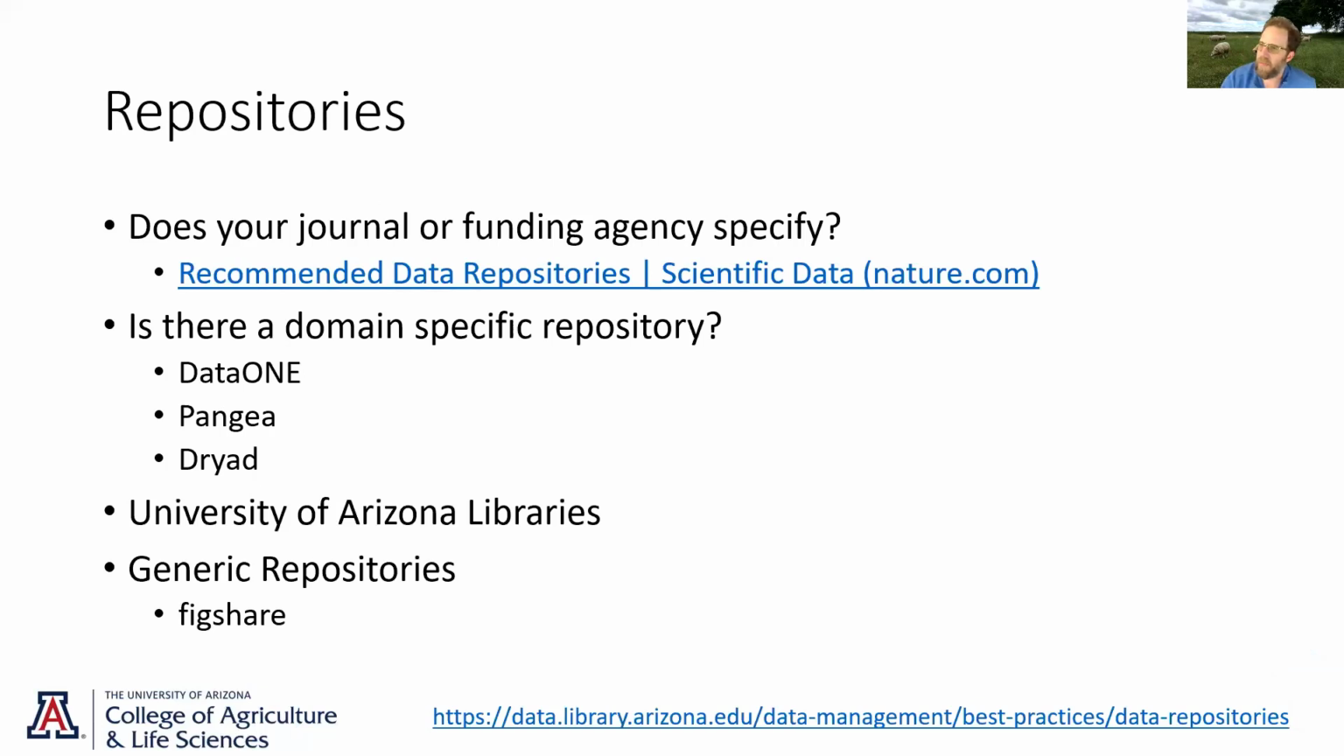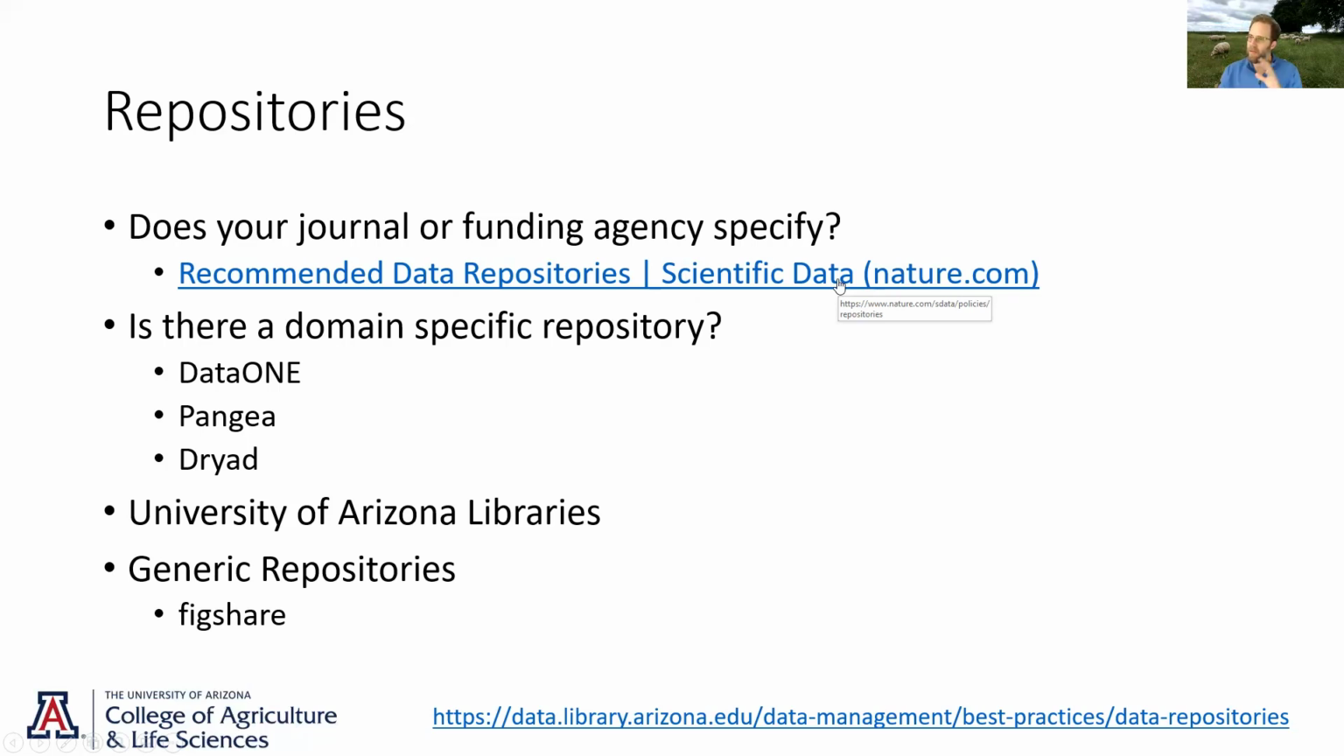Okay, and then the next question is, which repositories? There's a lot of options out there. And again, this is a place where the librarian can help. Journal or funding agency may have some requirements or suggestions. Here's one example from Nature Scientific Data. They go through and say, for this type of data, put it here or here or here. They give you options for each domain and each type of data.